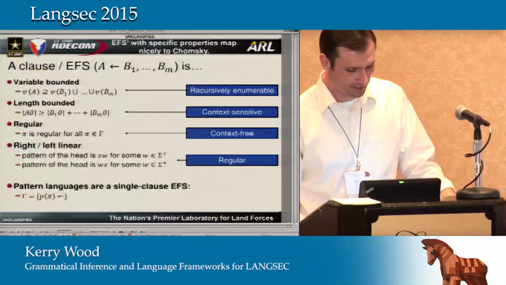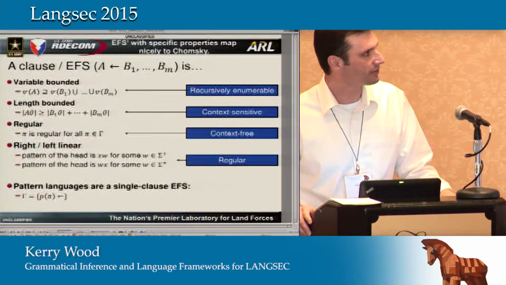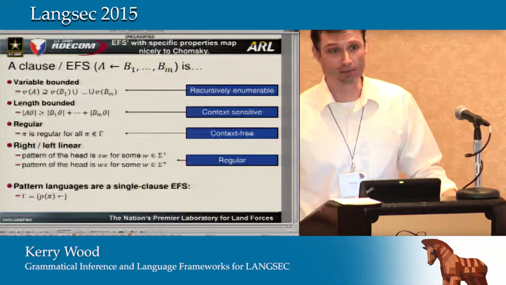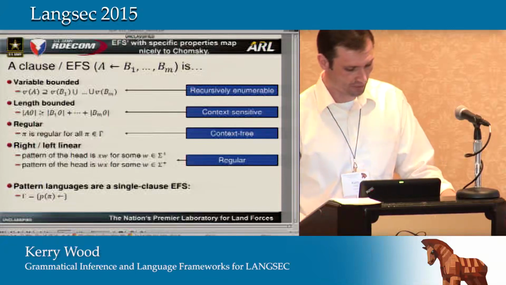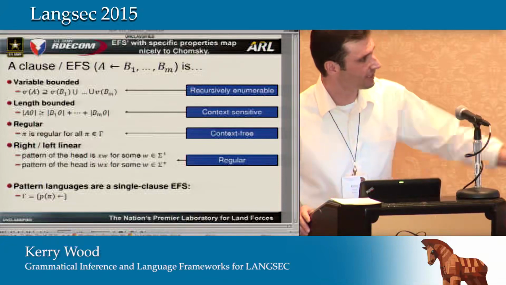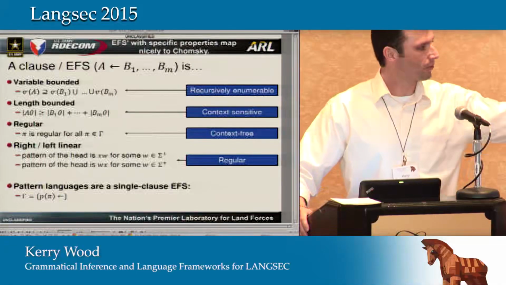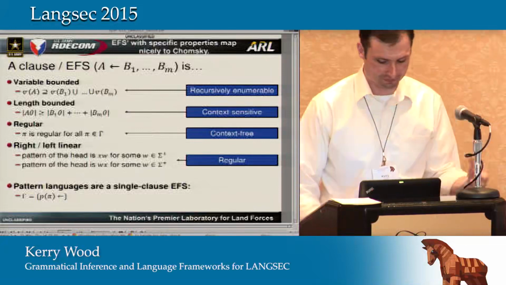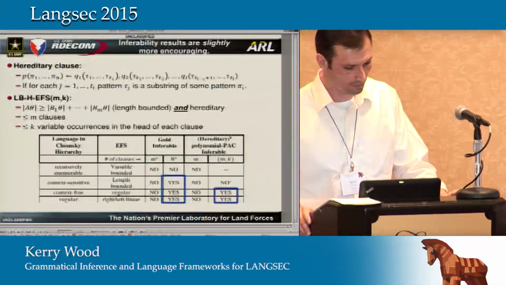But again, these are fairly natural constraints on building those elementary formal systems, if you consider elementary formal systems natural in any way, shape, or form. Then they map pretty well to the Chomsky hierarchy. And what's even nicer about that is that pattern languages in and of themselves are actually a single class of EFS. So it's just an assertion. So it's effectively an EFS, but it doesn't really fall into the overall hierarchy, or I'm sorry, the framework.